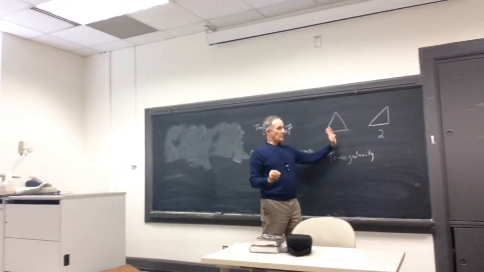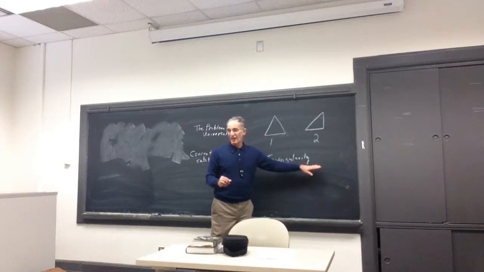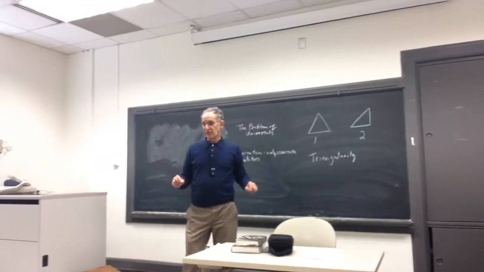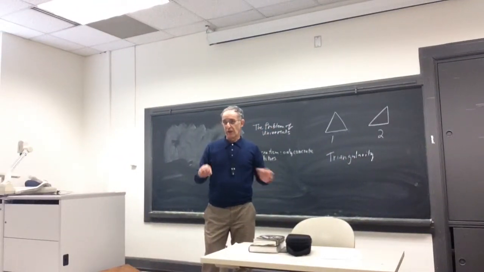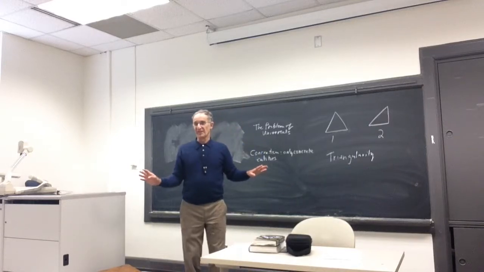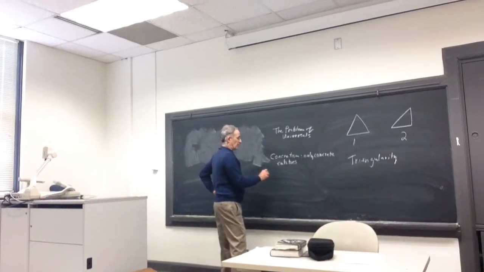They would say, well, object 1 and object 2 exist, but we don't need to also say object 3 exists, and in fact, object 3, triangularity, this third thing, doesn't exist in addition to the two objects. It's an unnecessary entity. So that's concretism.